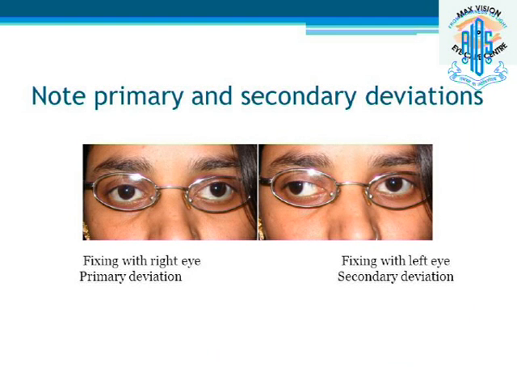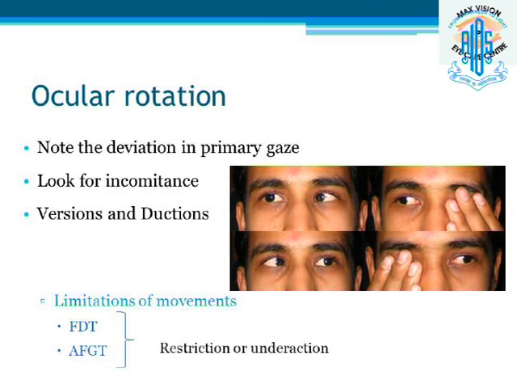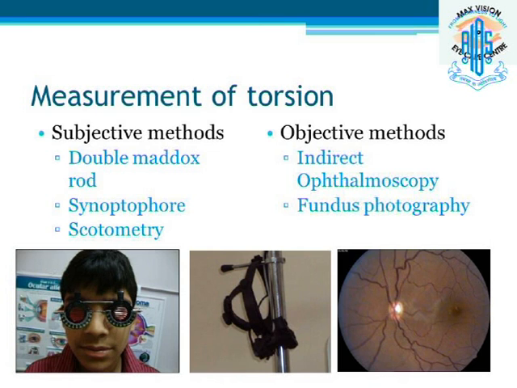Check the ocular rotations, note the deviation in primary gaze, look for incomitance, check the versions and ductions separately. Limitations of movement can be segregated into restriction or paresis on the basis of forced duction test or active force generation test. For accurate measurement, you can use prism bars or synoptophore. It is important to measure the torsion.